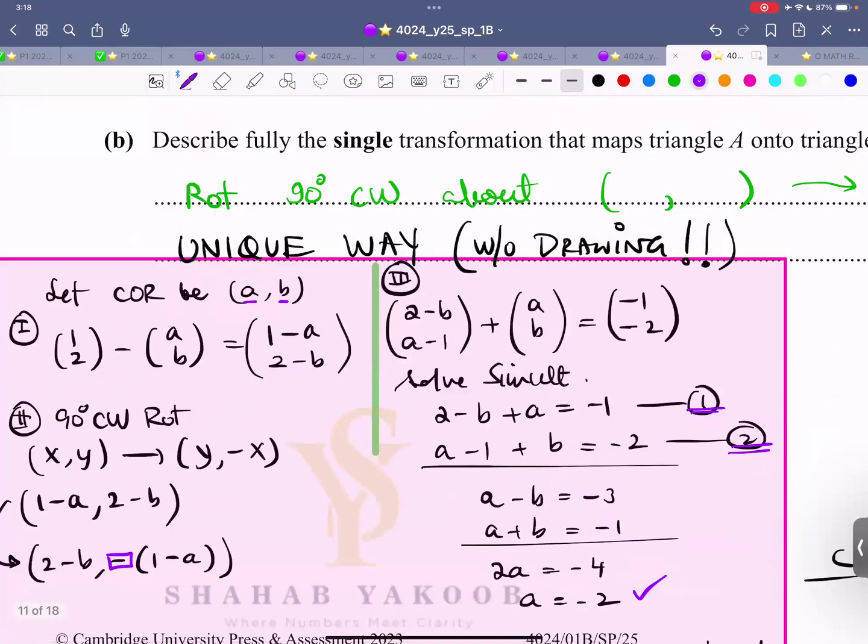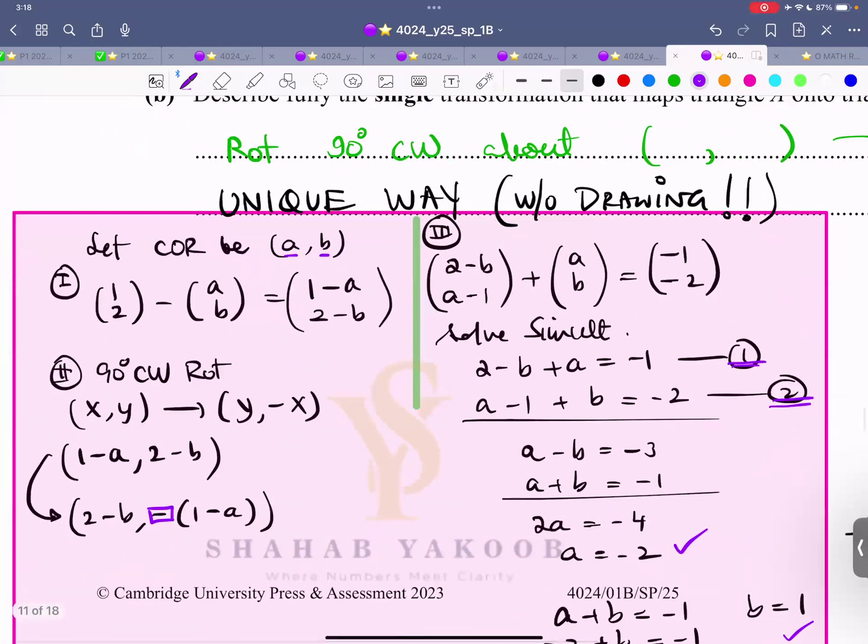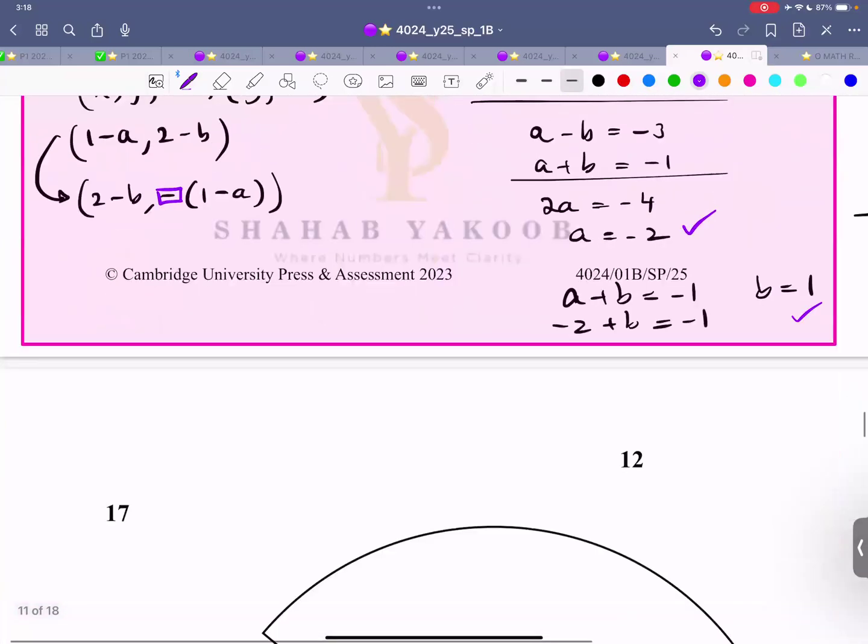Now it's your choice. Some people prefer tracing paper. Some people prefer a compass. Some people prefer a calculation. I personally prefer a calculation.